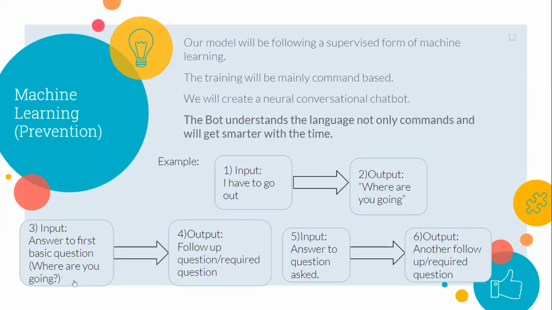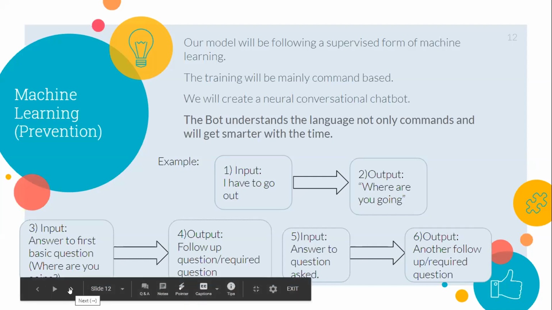And basically, let me just show you how it works. Okay, so for the input, if you say, oh, I have to go out, then it asks you where you're going. You respond to the first question, and then it asks you a follow-up question or another required question, and then another follow-up question, until it's satisfied with the answer, or it's not satisfied and tells you not to leave. Yeah, moving on.